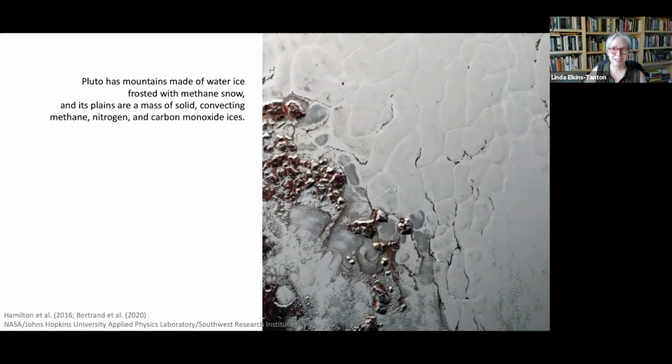And so in the conditions at which Pluto exists, water ice is as hard as rock is for us here on Earth, and methane, nitrogen, and carbon monoxide are softer ices, and they can actually move over time as they transport heat from the interior.